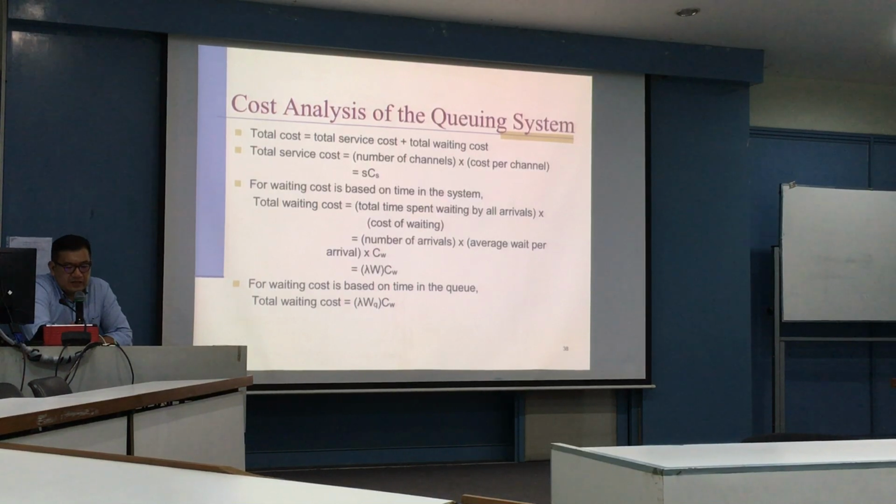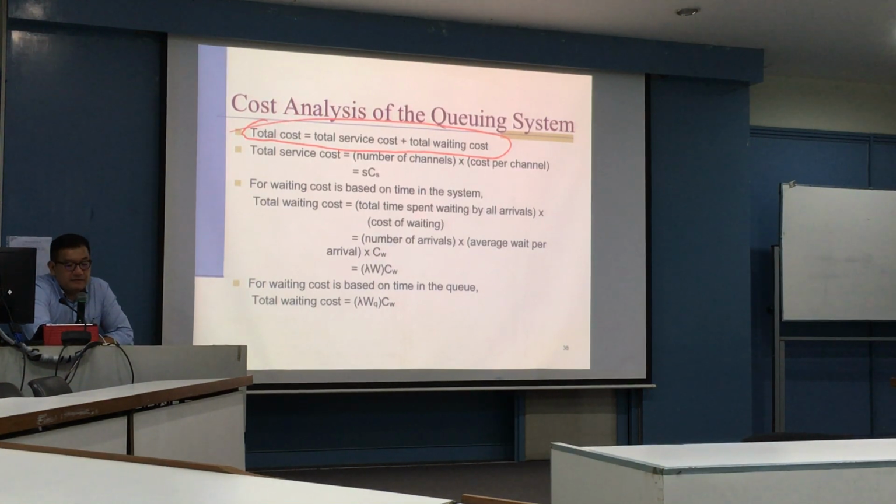Based on this result, let's say that I would like to calculate the cost. Once again, you know that the total cost is the combination of the total cost of service and the waiting cost. So let's talk about the service cost first. For the service cost, we're going to use the number of channels, or number of servers, multiplied by the cost per channel. If I let S be the number of channels and CS be the cost per channel, then the total service cost is S multiplied by CS.